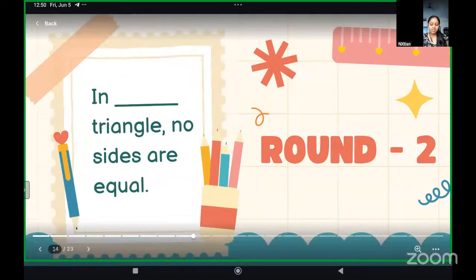In that triangle, no sides are equal. Because it says sides, the answer is scalene triangle. It's not acute, it is scalene. It's not isosceles, it is scalene triangle, in which no sides are equal, meaning all the sides are of different measure.